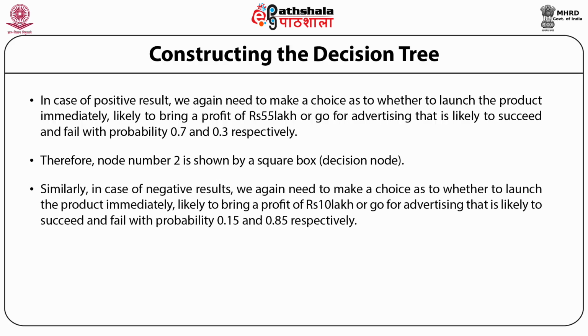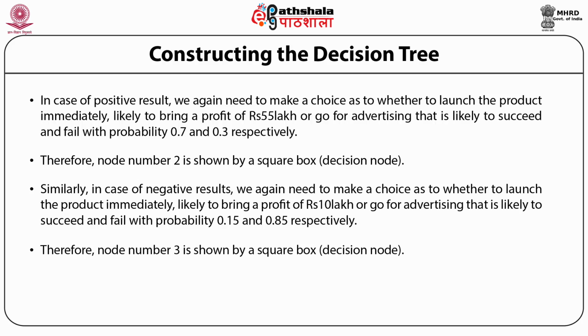Similarly, in case of negative results, we need to make a choice as to whether to launch the product immediately, likely to bring a profit of rupees 10 lakh, or go for advertising, which is likely to succeed and fail with probability 0.15 and 0.85 respectively. Therefore, node number 3 is shown by a square box.